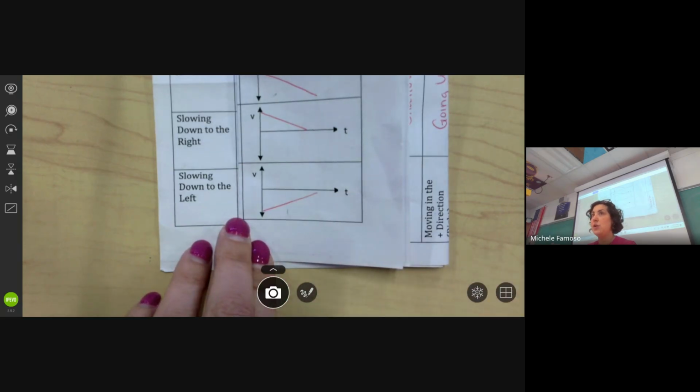Any questions on those 3 pages? All right, let's then talk about the acceleration pages.